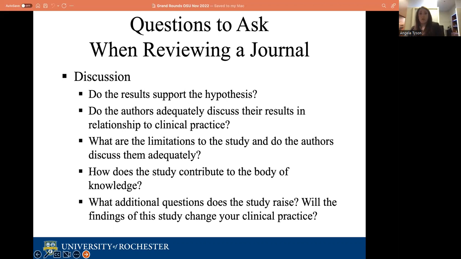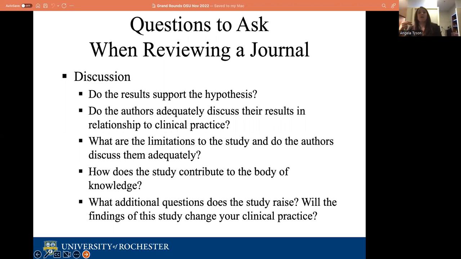Discussions. Does the results support the hypothesis? Did the author adequately discuss the results in relation to the clinical practice that topic is talking about? If you come up with something that's pretty neat, but it has absolutely no application to the population that's being studied, that is not very helpful. They should always talk about limitations to the study. It doesn't matter how perfectly you think your design is, there are always limitations to what you can do and limitations to what happened while you were conducting the study.